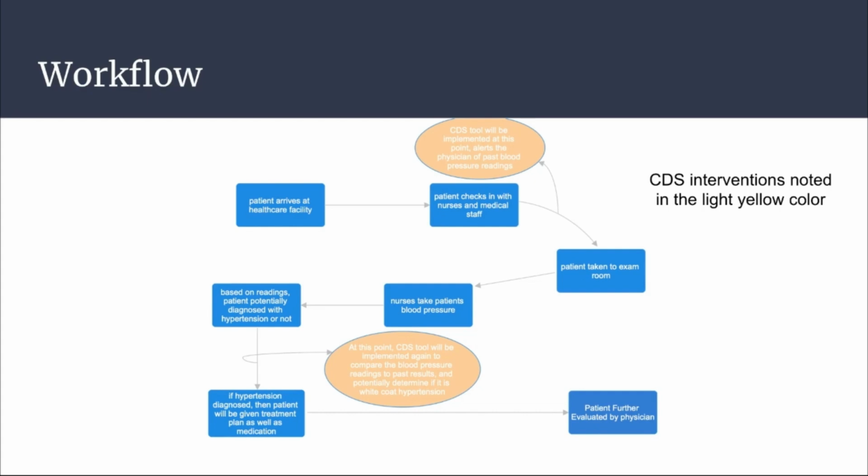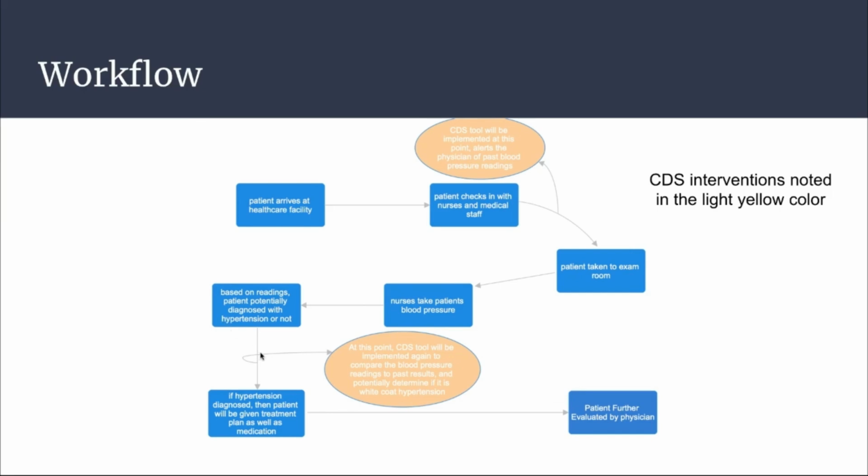When getting your blood pressure measured in a doctor's office, there's basically this workflow. First, the patient arrives at the healthcare facility. Next, the patient checks in with nurses and medical staff. Right after this step, that's where I decided the CDS tool should be implemented. At this point, the CDS tool will alert the physician of past blood pressure readings. After that, the patient will be taken to the exam room. Nurses will take the blood pressure reading.